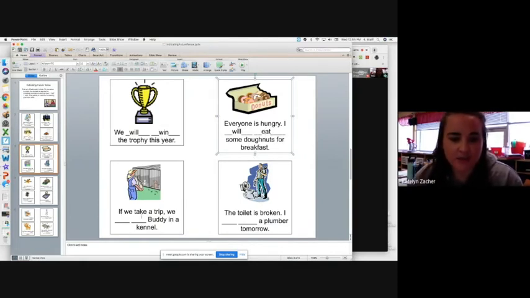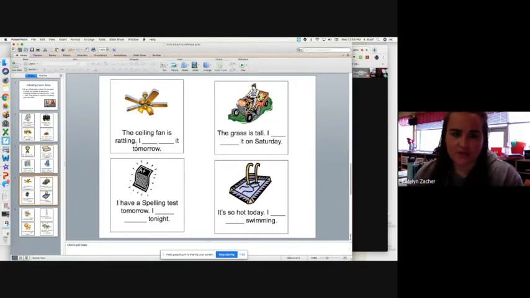Down at the bottom, if we take a trip, we blank Buddy in the kennel. Will. That's going to be tomorrow. I'm going to say put Buddy in the kennel. The toilet is broken. I blank a plumber tomorrow. And remember, tomorrow is future, so I'm going to say will call a plumber tomorrow. Any of you getting all the same ones as me? That'd be pretty cool. Next one, the ceiling fan is rattling. I'm going to say fix it tomorrow.